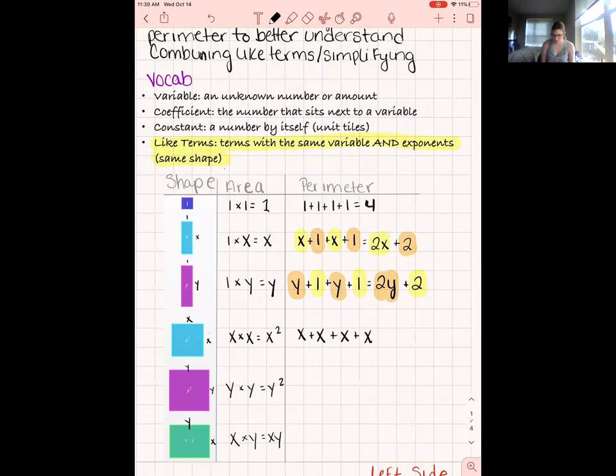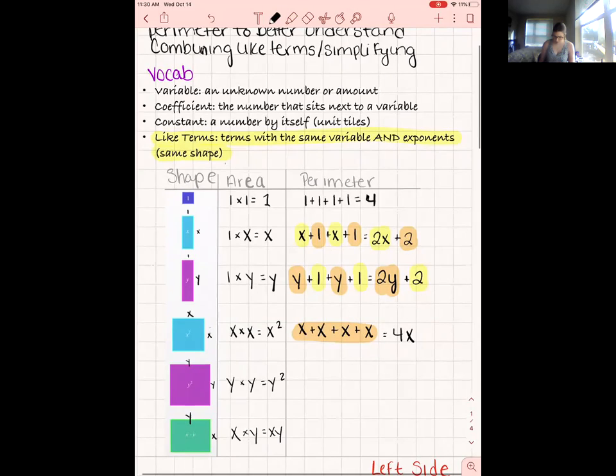This is an easy one to combine. These are all the same variable. So I just add them together. I have 4 of them, so I write that as 4x. Pretty straightforward. So this y one is going to work pretty similar.